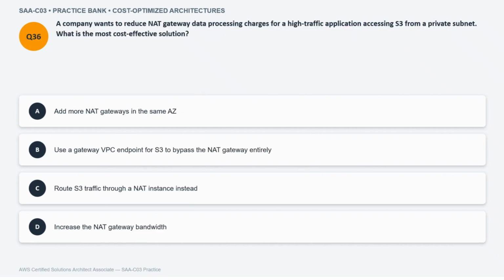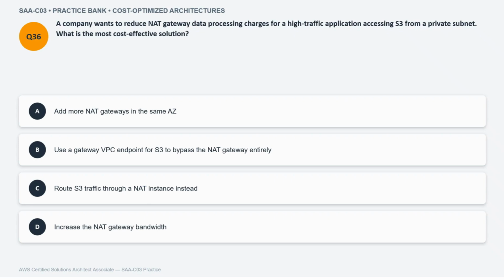Question number 36. A company wants to reduce NAT gateway data processing charges for a high traffic application accessing S3 from a private subnet. What is the most cost effective solution? Add more NAT gateways in the same availability zone, use a gateway VPC endpoint for S3 to bypass the NAT gateway entirely, route S3 traffic through a NAT instance instead, or increase the NAT gateway bandwidth.